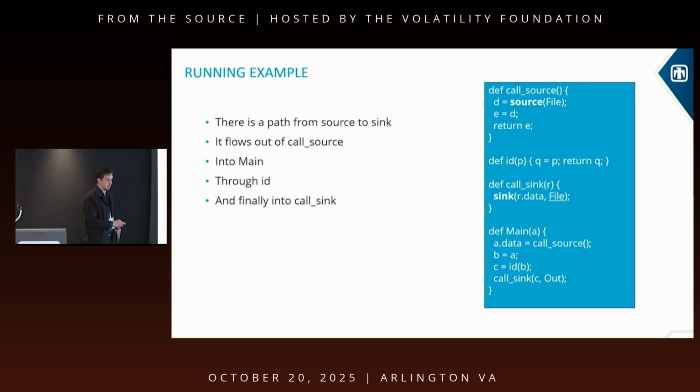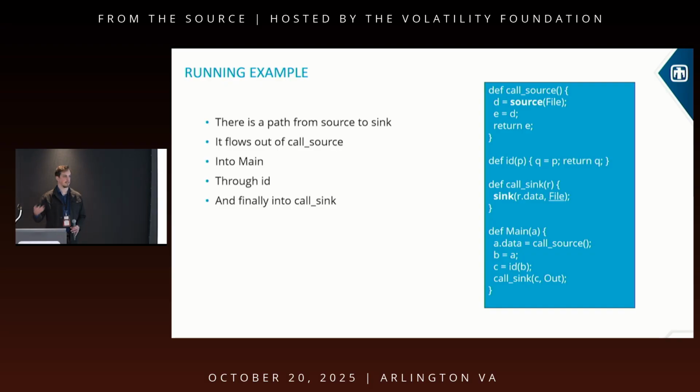Just so we're on the same page, this example has a path from source to sink. The source means that D is the data I'm interested in, and it comes from a file, because I'm telling you it comes from a file. If you follow this yourself, you'll see that call source is called from here, flows through this function id, and then goes to call sink. Sink has the data. And this just says I'm interested in data that flows here.